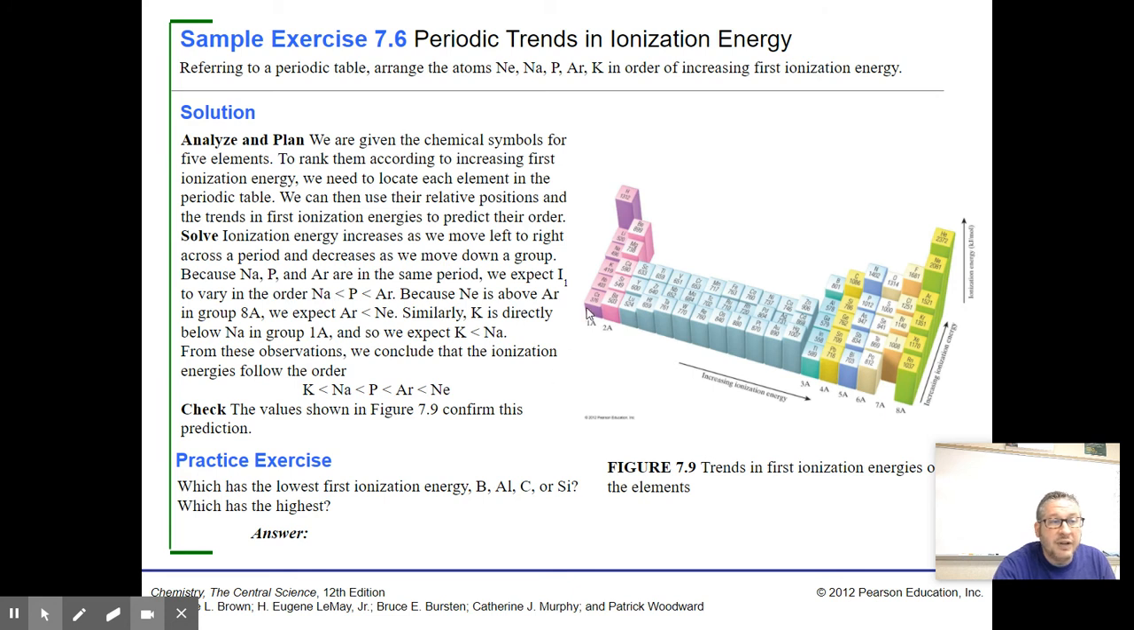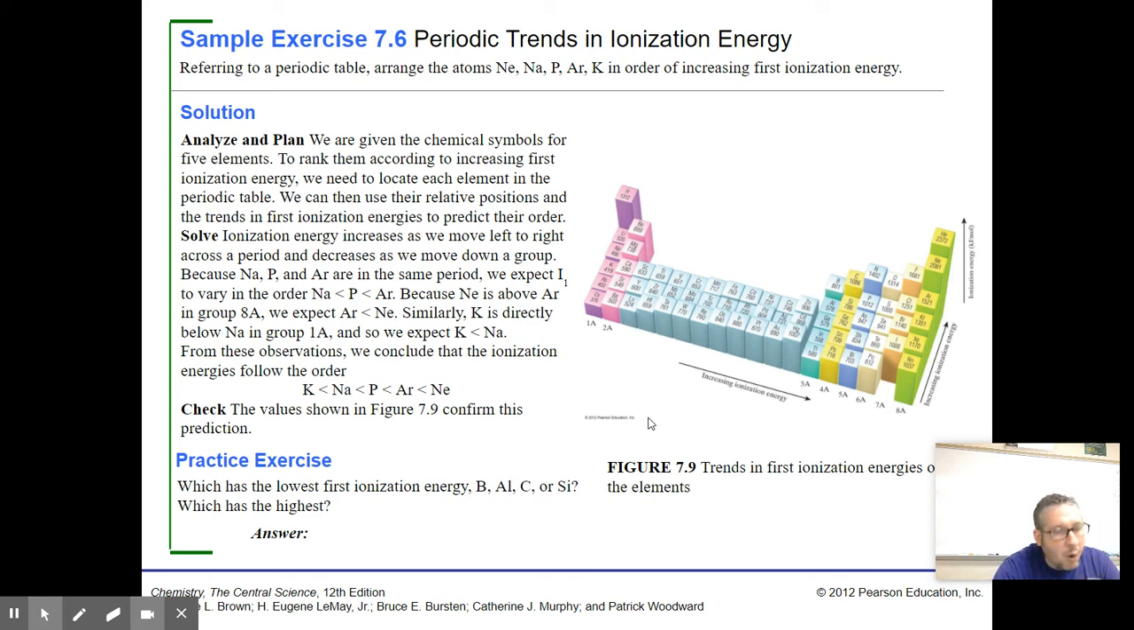Secondly, we see that potassium is below sodium. So that means it has a lower ionization energy. So therefore, it should be placed to the left of sodium. So our correct order in terms of increasing first ionization energy is potassium, sodium, phosphorus, argon, neon.